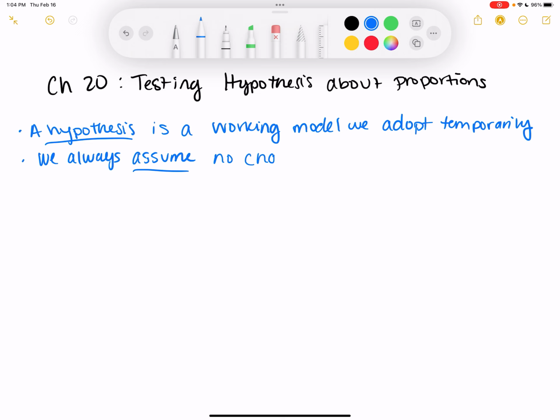All right, chapter 20, testing hypothesis about proportions. A hypothesis is a working model we adopt temporarily.